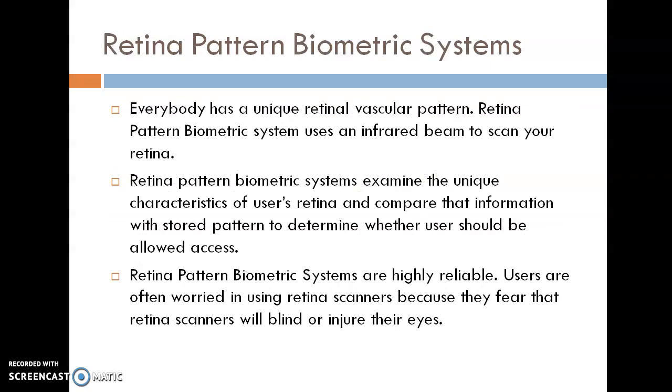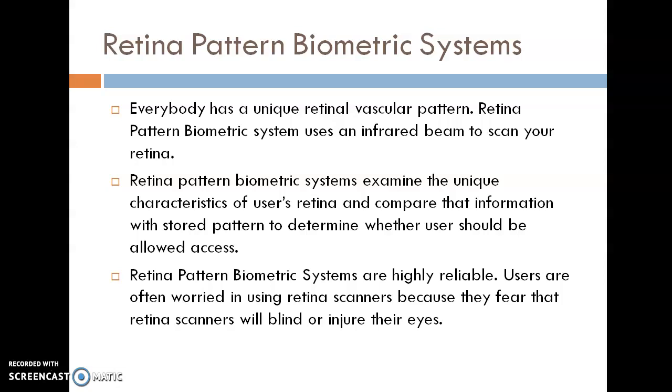Next is a retina pattern biometric system. Everybody has a unique retinal vascular pattern. A retina pattern biometric system uses infrared beams to scan your retina. It examines the unique characteristics of the user's retina and compares that information with the stored pattern to determine whether the user should be allowed access or not.